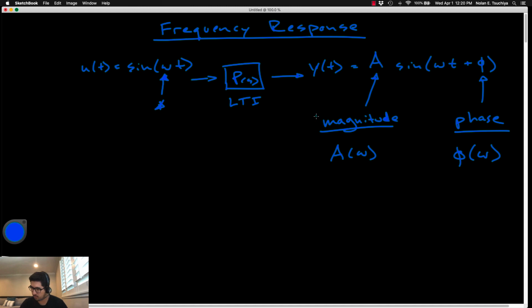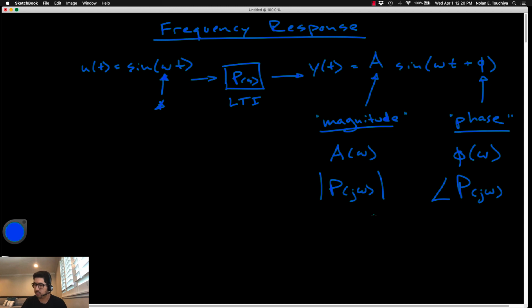Often, the magnitude and phase are written in terms of the plant itself. So often, instead of A of omega, we'll write it as the magnitude of P of j omega. Right? These are just different ways of writing the same thing. So magnitude can be written as A of omega, or often it's written as magnitude with the vertical bars of P of j omega, which is the frequency response function. And I'll explain that in just a little bit as well. For the phase, we often write this phase angle phi by the symbol for angle, and we can express it as the angle of P of j omega.